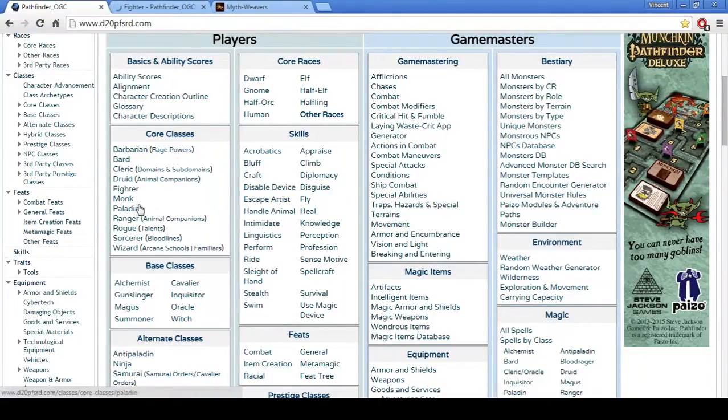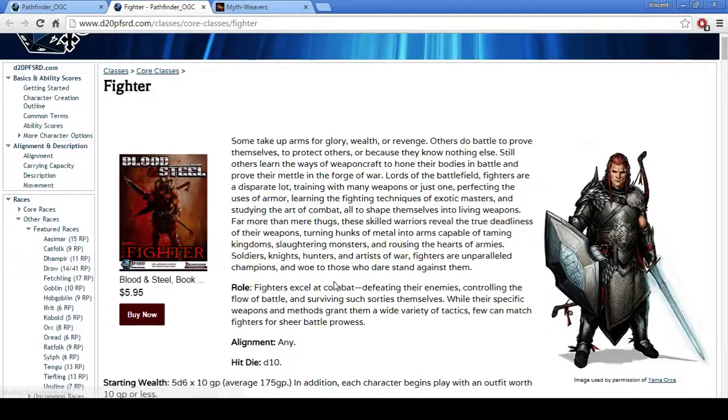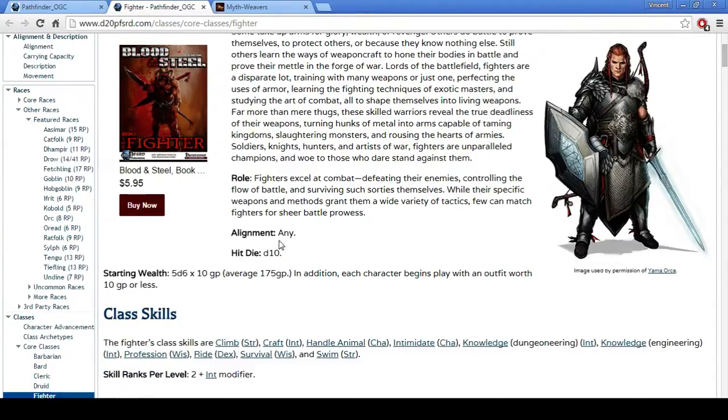So you've picked a class. Now what? All right, I've decided I'm going to be a fighter, so I'm opening that window up here for the fighter, and I apologize if there's a little bit of lag here. It's going to give you a nice little bit of intro with some nice flavor text. It's going to tell you what your character is supposed to be doing. Your fighters excel at combat. You probably figured that.